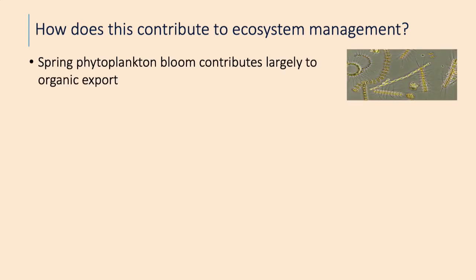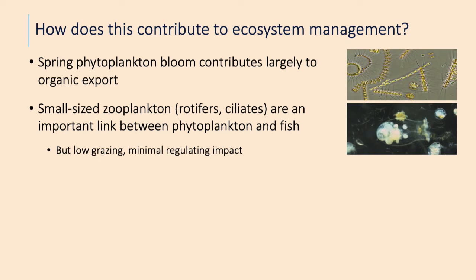So how does this contribute to ecosystem management? What we see is that the spring blooms support only low production of the zooplankton. This suggests that the spring bloom contributes largely to organic export. This has also been confirmed by sediment traps, which find the largest input during or after the spring bloom. But the small-sized zooplankton organisms, mainly rotifers and ciliates, are an important link between phytoplankton and fish at a very crucial but limited time of the year, namely in spring, when we also have fish larvae in the water. However, they have very low grazing pressure, and therefore a minimal regulating impact on the phytoplankton bloom.